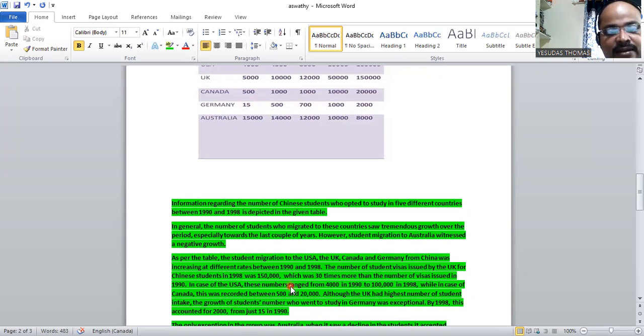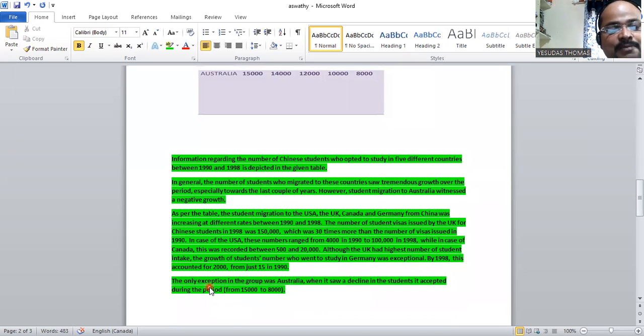And we have said that. And we have the exception here. The only exception in the group was Australia, which saw a decline in the students it accepted during the period, from 15,000 to 8,000. So that's it. We have completed the task.